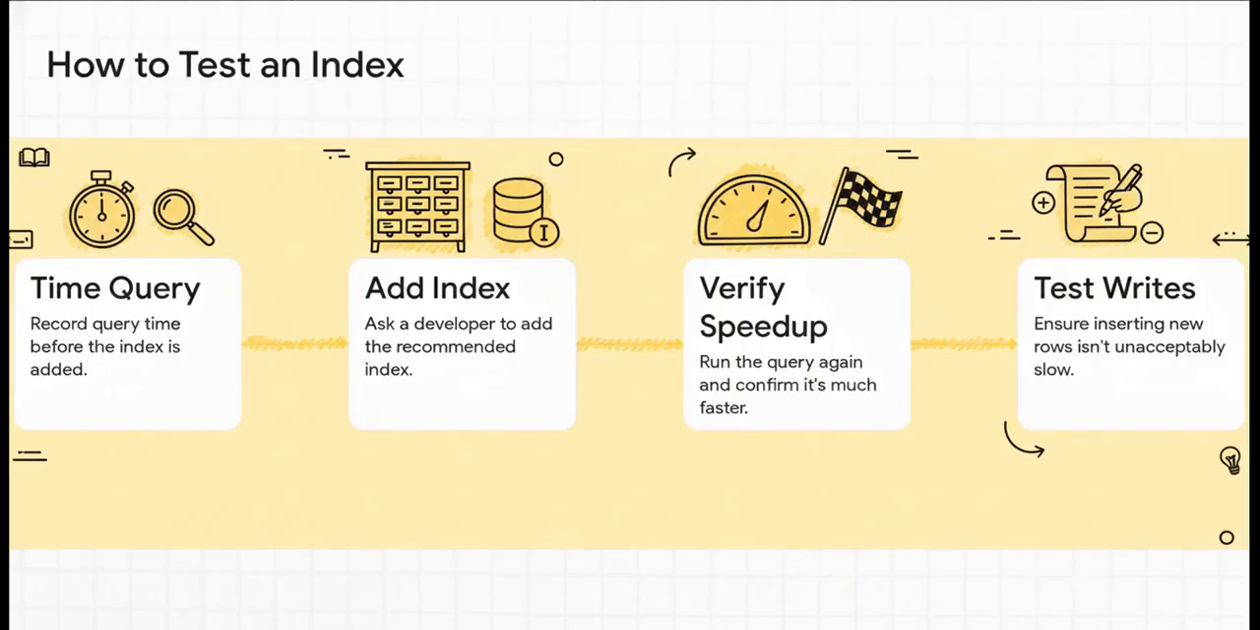The good news is testing this stuff is pretty straightforward. This simple 4-step process gives you cold, hard data. You're no longer just saying, it feels slow. You're providing concrete proof. Hey, this query took 10 seconds before we added the index, and now it takes 50 milliseconds. By the way, inserts are now 5% slower. See? That's powerful, actionable feedback that developers love.